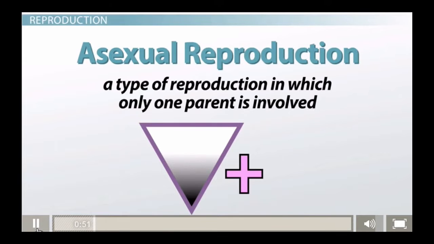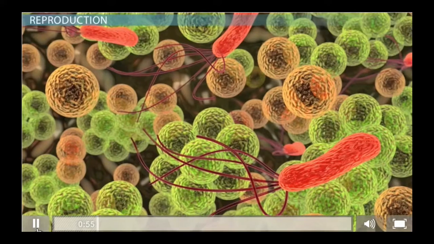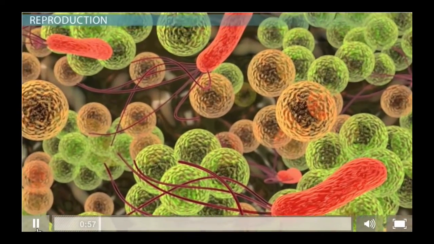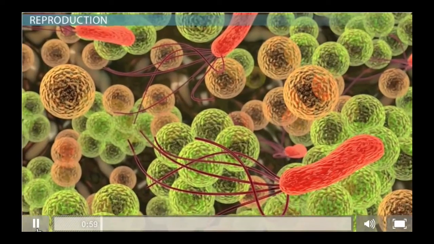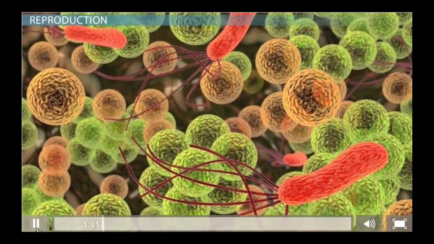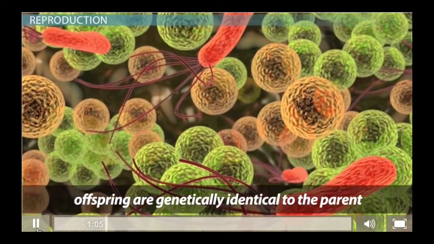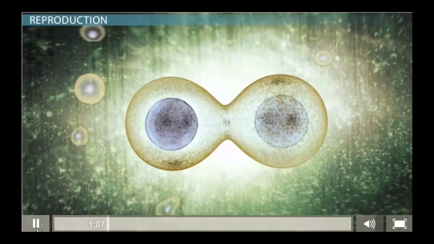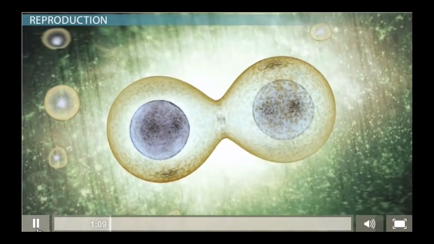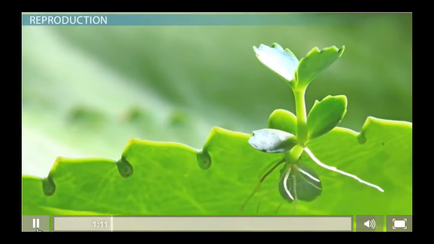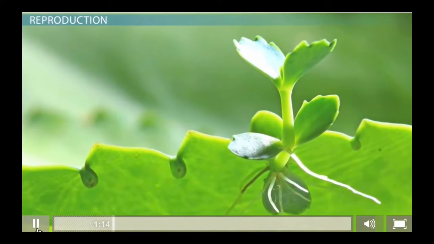There's also asexual reproduction, which is a type of reproduction in which only one parent is involved. This is how the bacteria cell reproduces. With asexual reproduction, all of the genes come from a single parent, so the offspring are genetically identical to the parent. There are different ways organisms reproduce asexually. Let's take a look at some of the most common types.